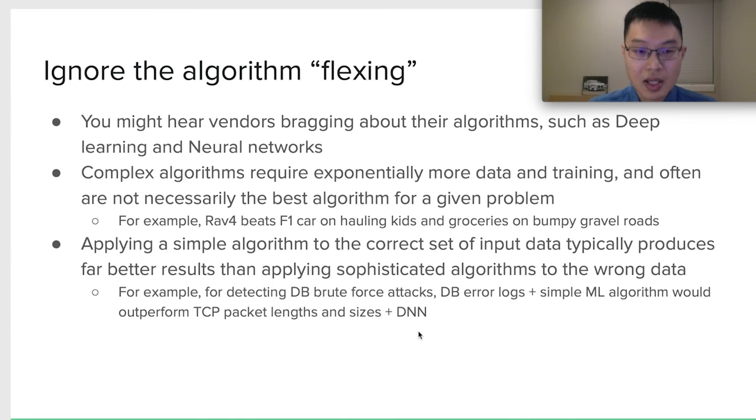From my experience, applying a simple algorithm to the correct set of input data typically produces far better results than applying sophisticated algorithms to the wrong data. For a concrete example, let's look at database brute force detection. In general, database error logs plus simple ML algorithms will typically outperform the application of a sophisticated algorithm like deep neural networks on data that contains fewer signals, such as TCP packet lengths and sizes.